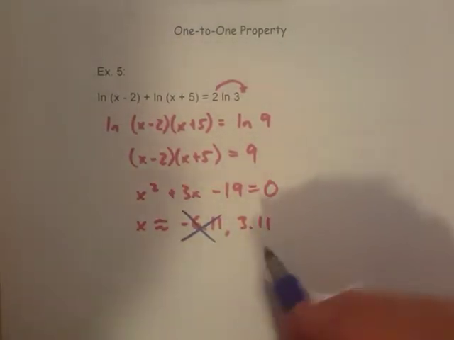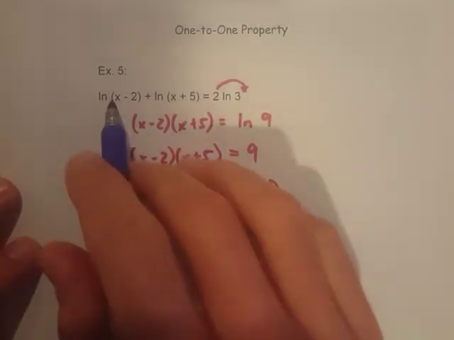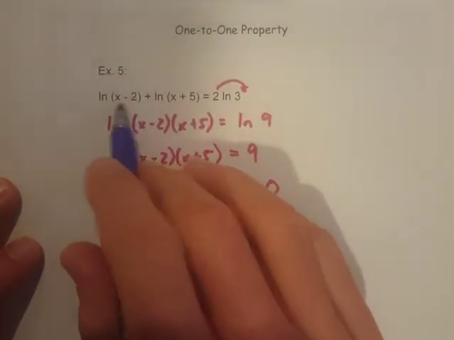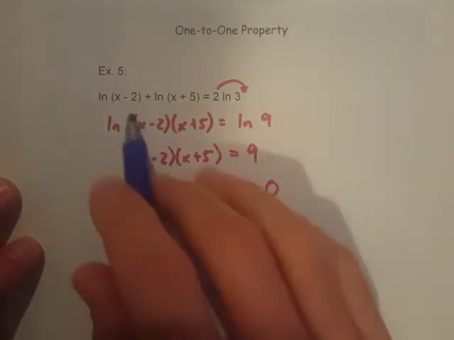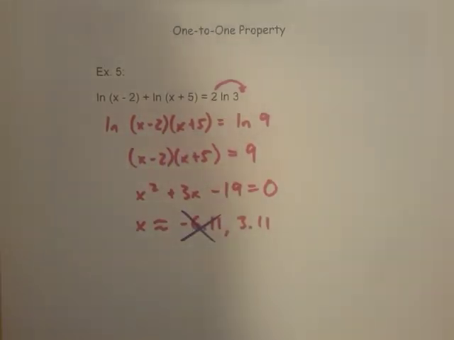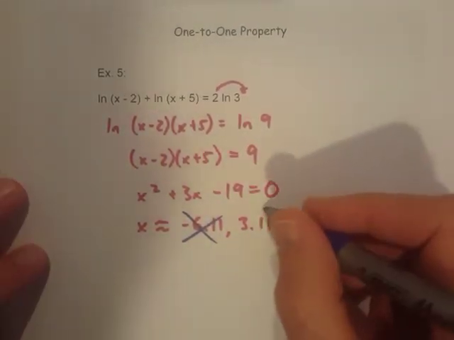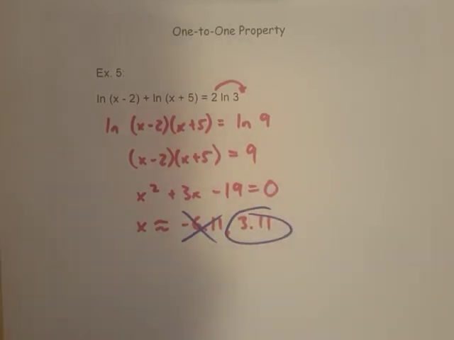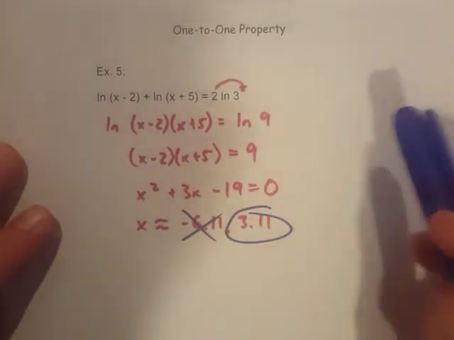The only one that we're going to have is this 3.11. We can check that through there. If it doesn't make it go negative, then just punch it into your calculator and see if it checks out. We're going to be good on this one, so 3.11 is our solution for this log equation.